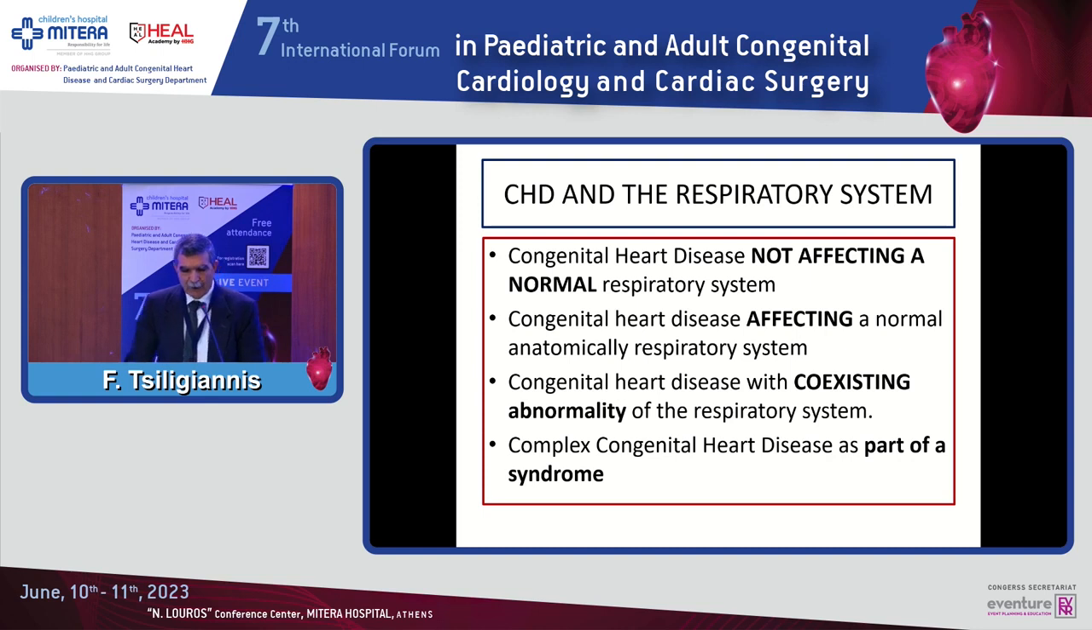This is a very simplistic way to categorize congenital heart disease and how it affects the respiratory system. You may have a congenital heart disease which does not affect at all a normally functioning respiratory system, in which case you are in the ideal situation to operate on. You may have a congenital heart disease that affects an anatomically normal respiratory system in various ways. You may have a congenital heart disease with a coexisting abnormality of the respiratory system, or a complex congenital heart disease within a syndrome.